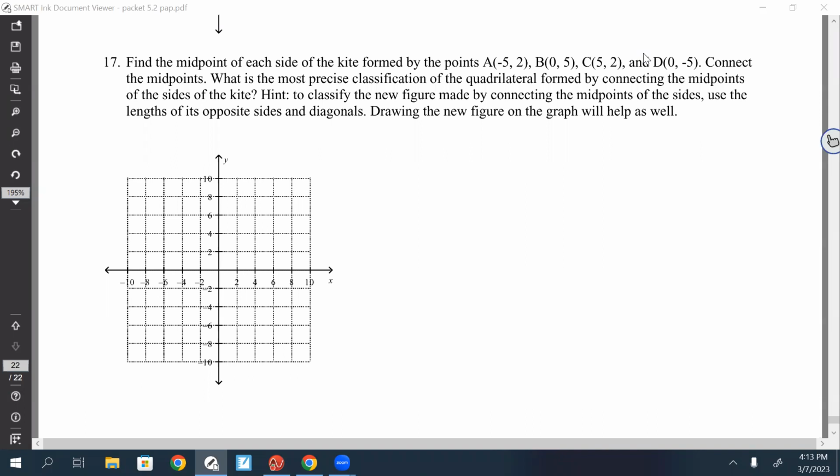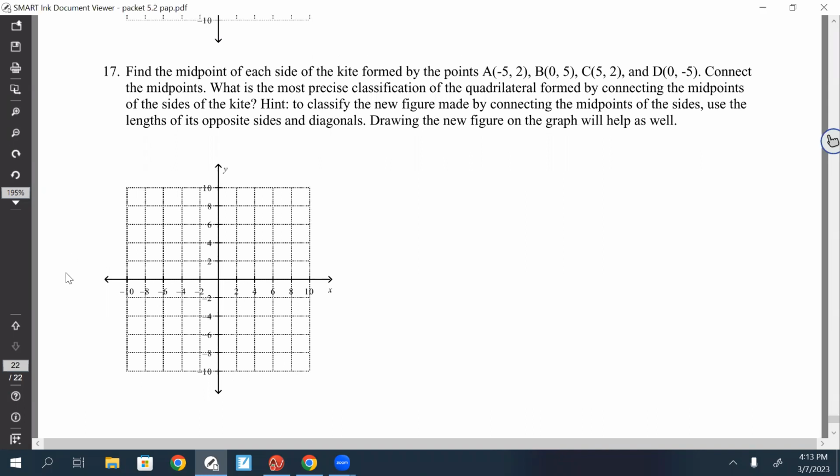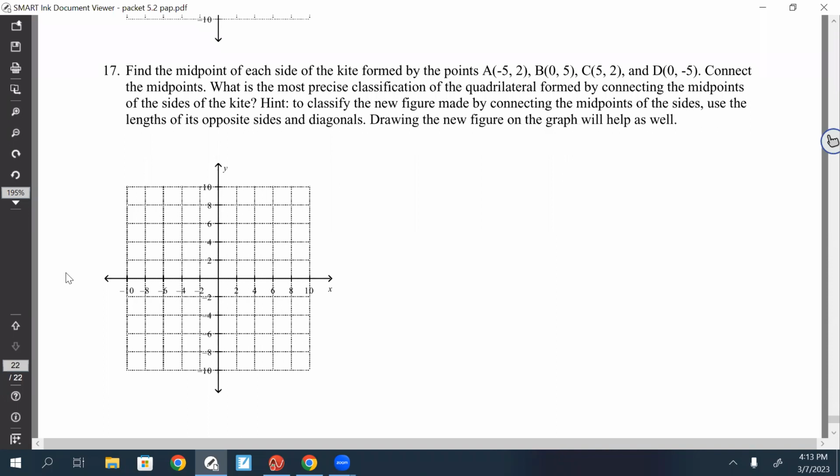So on number 17 on the review, it says find the midpoint of each side of the kite formed by the points A (-5, 2), B (0, 5), C (5, 2), and D (0, -5). Then we want to connect all the midpoints, and then we want to classify that quadrilateral. So first thing, go ahead, plot your points.